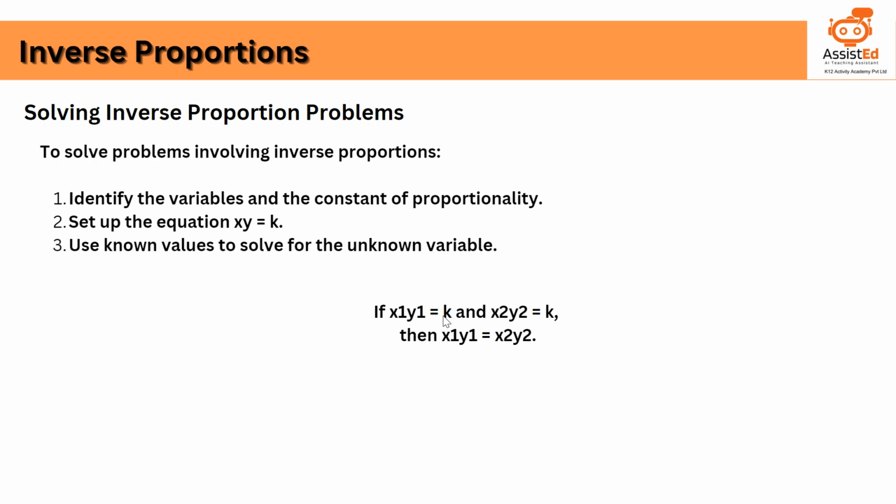Now let's see how to solve the problems. First, identify the variables and the constant. The first thing you have to identify are the two variables that are proportional to each other. Then we set up the equation xy, which is nothing but the product of the variables, which is equal to a constant. Once you do this, you will have an unknown value, and then we divide or multiply or do cross multiplication to find that particular value. Here I have x1, y1 and x2, y2. So the product of one pair of values is equal to the product of the other pair.